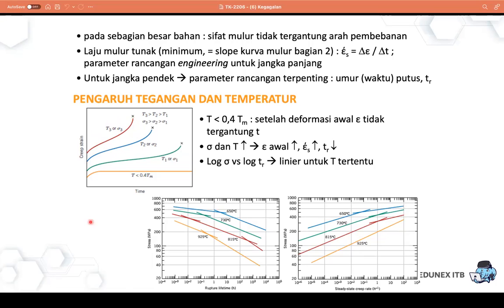Okay, here also we can see that the maximum stress, we can actually measure the maximum stress compared with the rupture lifetime, with hours. So it's actually quite increasing as well over here. So there are the rupture and also the steady state creep.